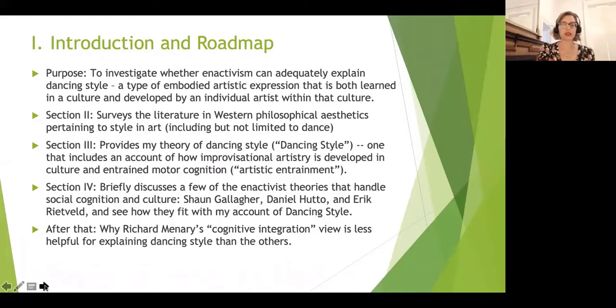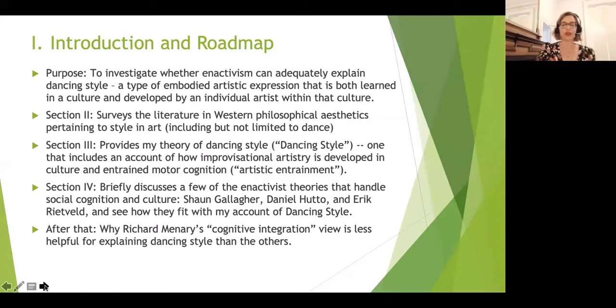From there, in section 3, I'll present a theory of dancing style, which I'm going to initial cap as Dancing Style to make it clear that's what I'm talking about, my view, that includes an account of entrained motor cognition that I call artistic entrainment. This theory of artistic entrainment holds that dance performers have body schemas, following Michelle Merritt's use of that term, of motor cognition that contain semiotic markers of their individual and cultural styles within their chosen genres, and that this entrainment can be at the amateur or expert level.